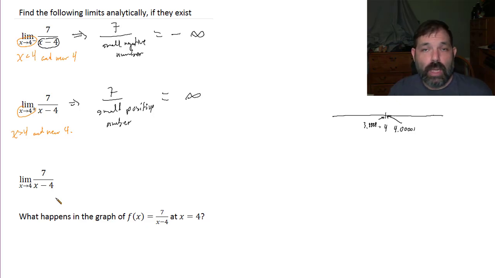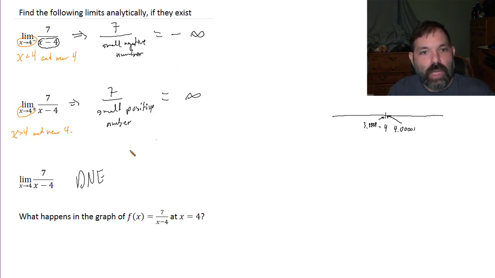Just as before, since the left limit and the right limit are not the same, we would say that this limit does not exist. Now, what happens in the graph of the function at x equals 4? Well, if you remember some stuff from algebra, you should say, I think there's a vertical asymptote at x equals 4. And that would be correct.